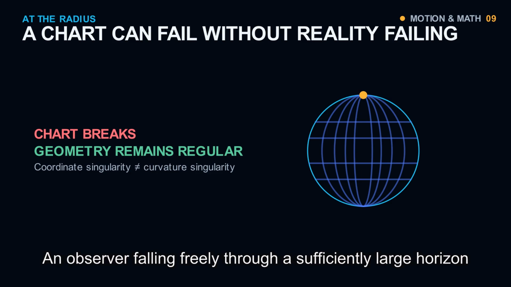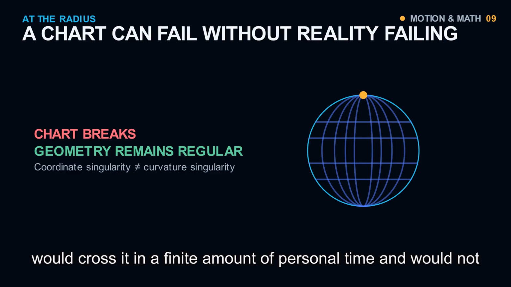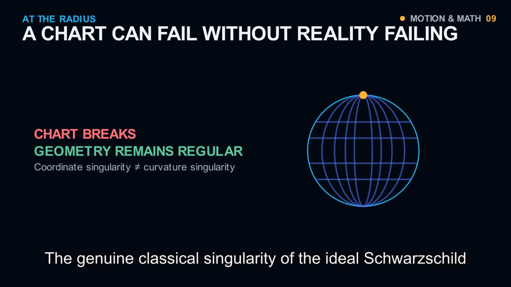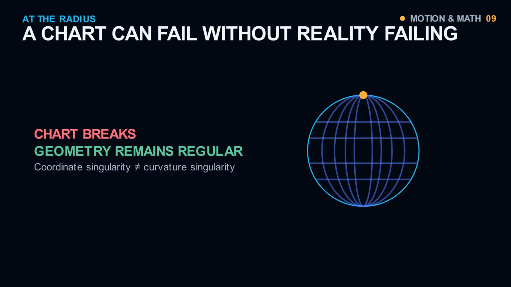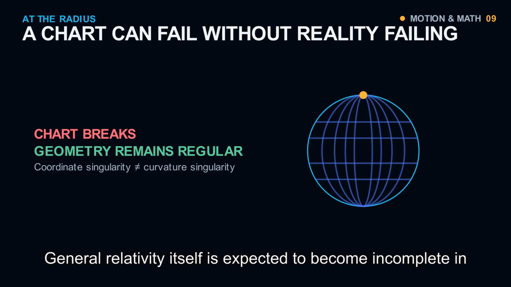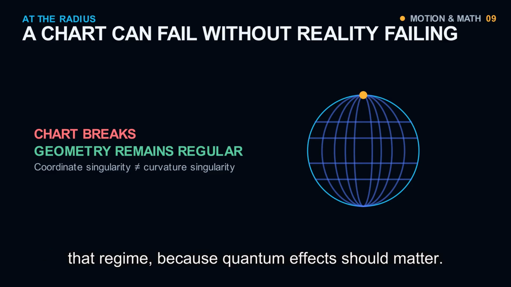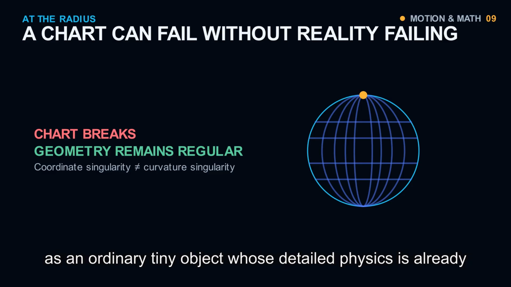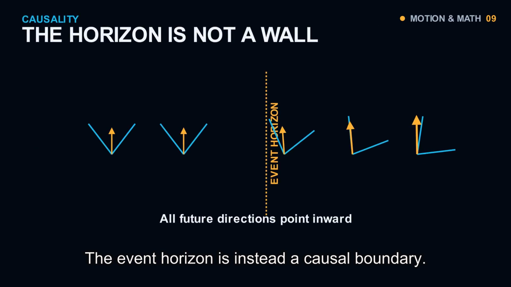An observer falling freely through a sufficiently large horizon would cross it in a finite amount of personal time and would not encounter a material wall at the boundary. The genuine classical singularity of the ideal Schwarzschild black hole lies at r equals 0, where curvature quantities diverge. General relativity itself is expected to become incomplete in that regime, because quantum effects should matter. It is therefore important not to imagine the central singularity as an ordinary tiny object whose detailed physics is already understood.